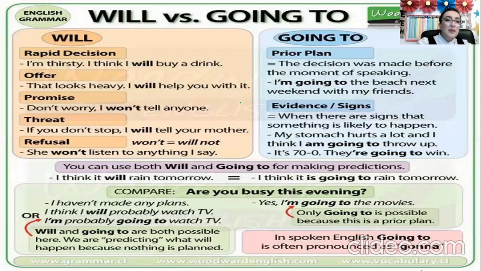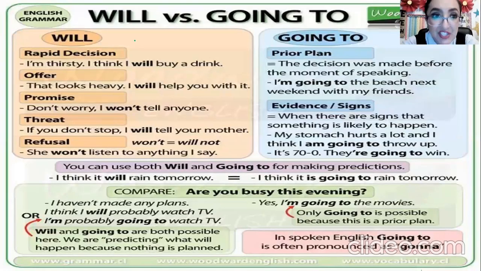Well, promises. Don't worry, I will do this. I'll check that for you. Oh, that's cool. Because those are promises that maybe we are not saying, I promise, but you know that it is a promise. That's where we are going to be using will and going to. Quick and rapid decisions, offers, promises, threats.